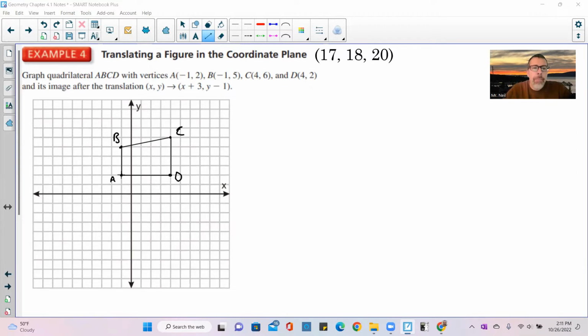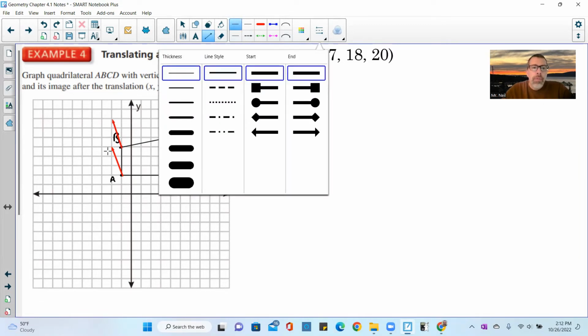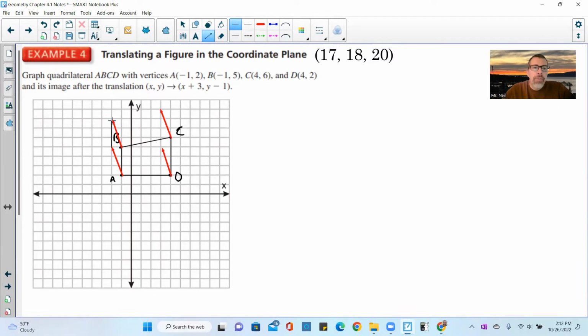So in other words, take A and go up 3, start at A, go up 1, 2, 3, and left 1. Start at D, go up 1, 2, 3, left 1. Start at C, go up 1, 2, 3, left 1. And start at B, initial point, 1, 2, 3, left 1. I'm now going to construct my new quadrilateral like so. I'm just going to go to the ends of the vectors like this.